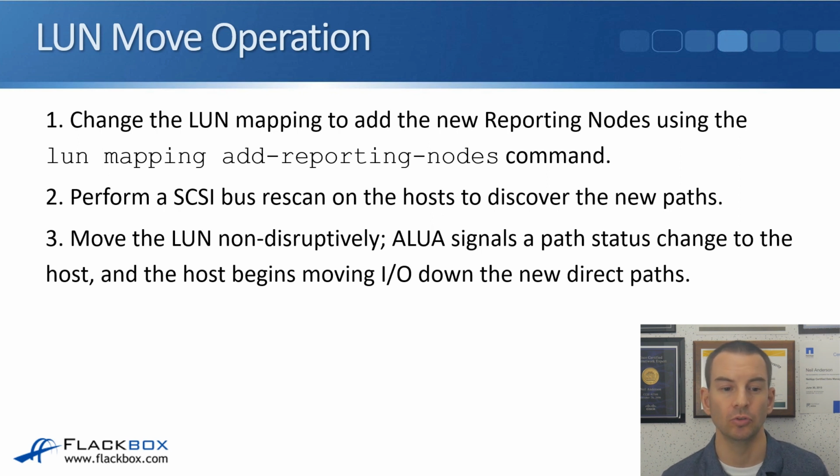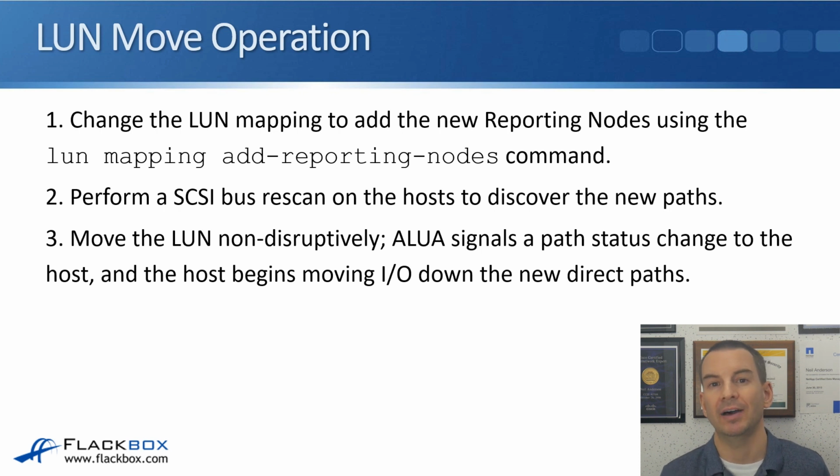The first thing you should do is change the LUN mapping to add the new reporting nodes using the LUN mapping add-reporting-nodes command. With SLM, say that the LUN was on node 1, then node 1 is going to be reported as the optimized path. Node 2 will be the non-optimized path. Node 3 and node 4 are not going to advertise at all.